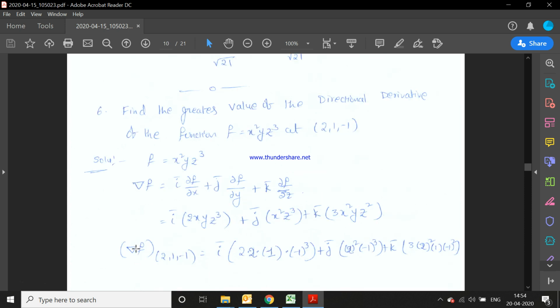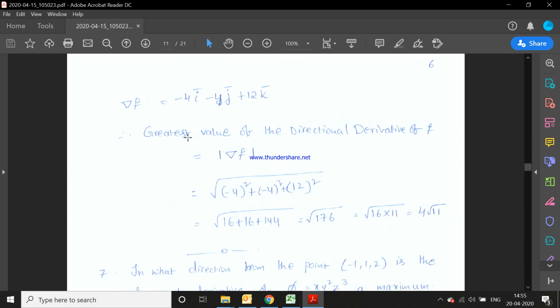Now substitute the point in del f. At (2, 1, -1), that is x value 2, y value 1, z value -1. Substituting: i into 2 into 1 into (-1)³, plus j into x value 2 squared, z value (-1)³, plus k bar into 3 into x value 2 squared, y value 1, into z value (-1)². We get the value -4i bar - 4j bar + 12k bar.